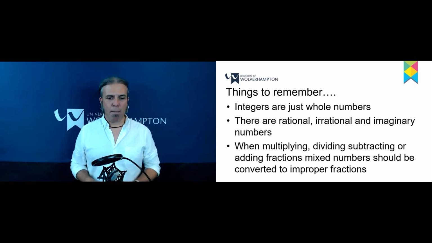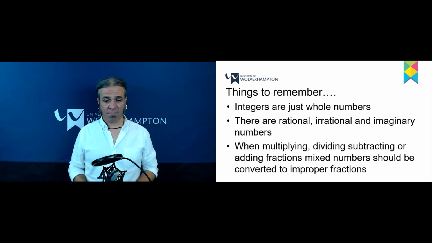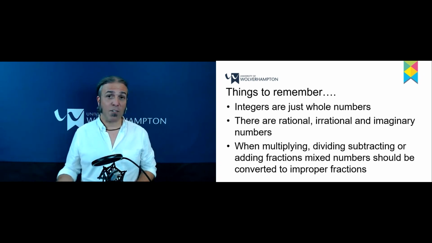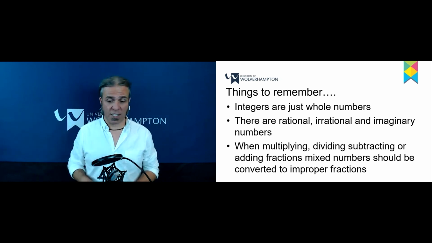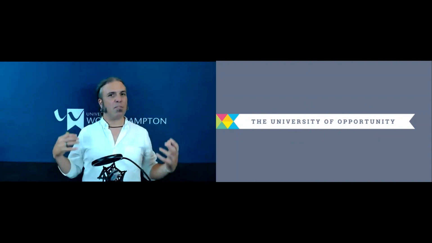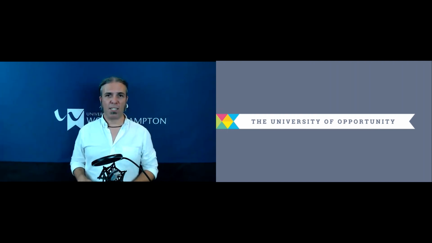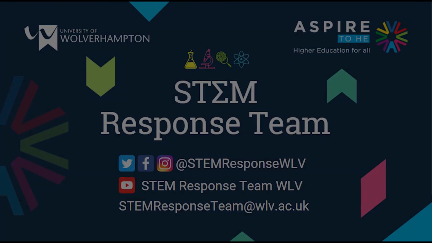So just a few things to remember here. Integers sound like a complicated word, but they're just whole numbers. There are rational, irrational, and of course imaginary numbers. And when multiplying, dividing, subtracting or adding fractions, you've always got to change those mixed numbers into improper fractions first. I hope that gave you a bit of a reminder about whole numbers and fractions, the systems of multiplying and dividing, things that you might have forgotten about over the summer holidays. And hopefully it'll help you when you get into your BTEC or your A-level studies.